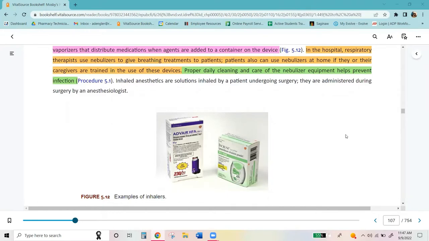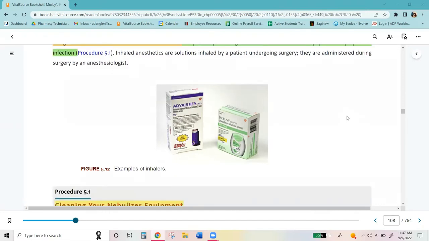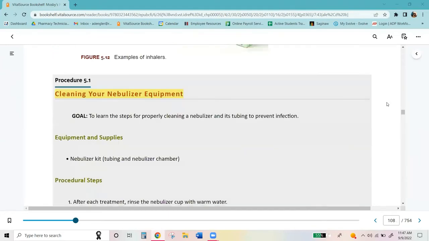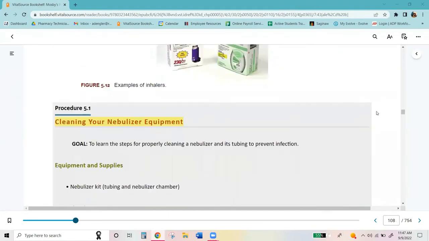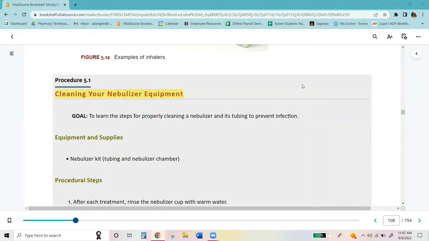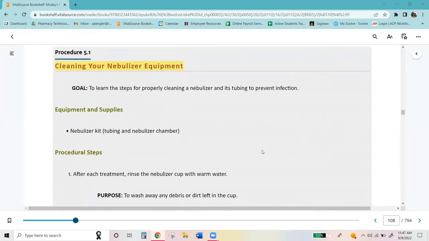There are also inhaled anesthetics that are given to patients who are undergoing surgery, and they are only administered by an anesthesiologist. Procedure 5.1 just gives a rundown on how to clean your nebulizer equipment.